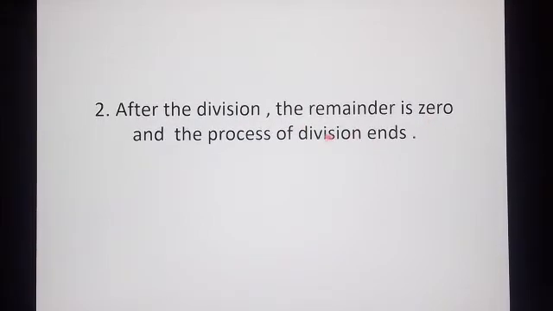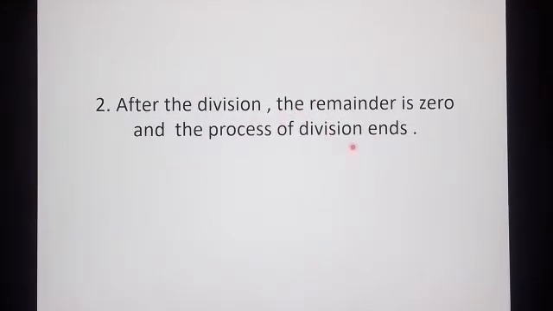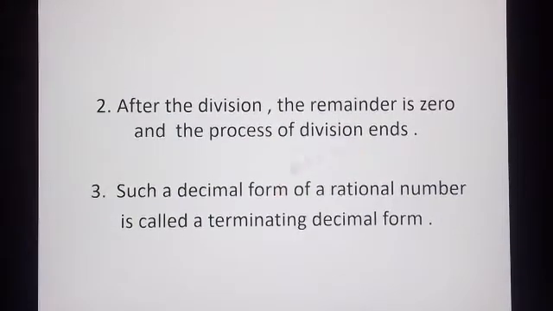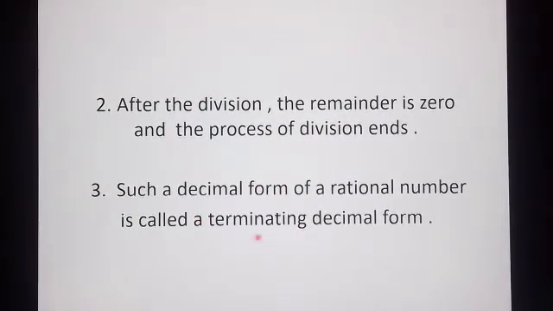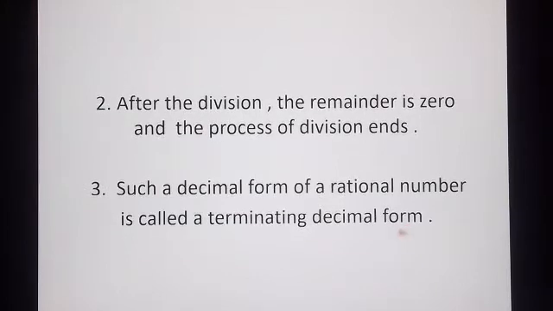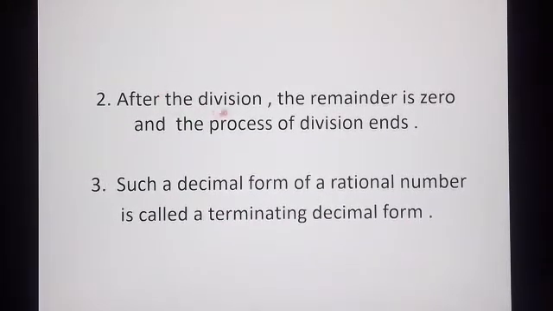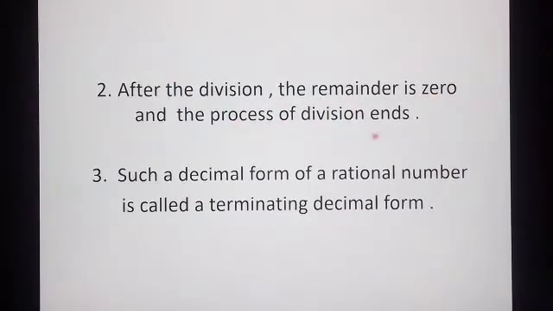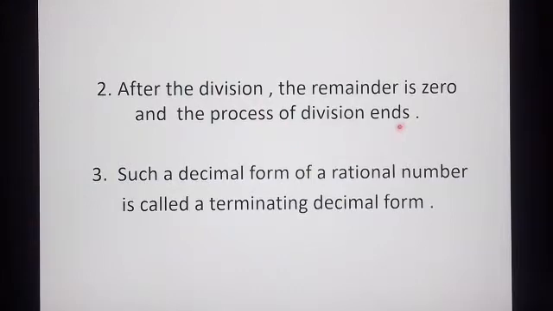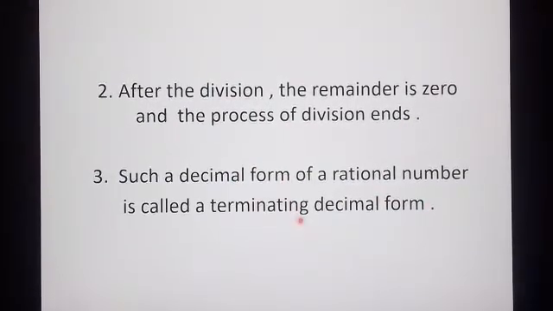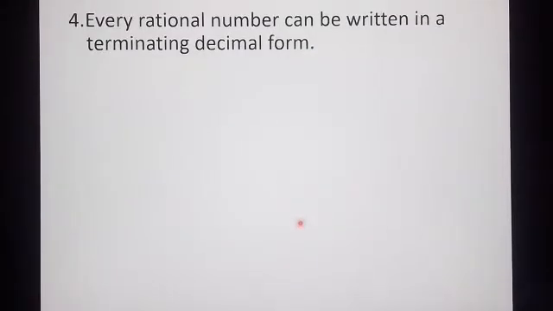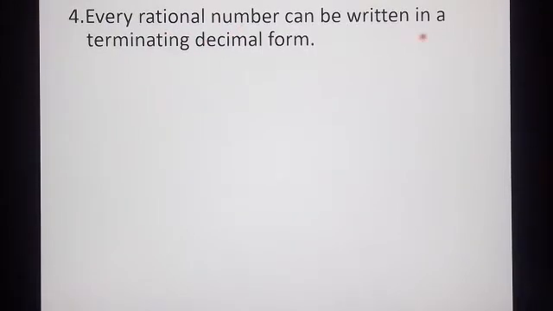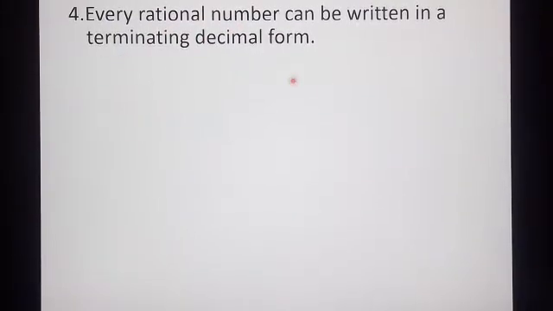So, what do we learn from this? The process of division ends. Such a decimal form of a rational number is called a terminating decimal form. What you have to keep in mind: when division gets over and you get a remainder of 0, at that time our division gets over, the process of division ends, and such a decimal form of a rational number is a terminating decimal form. Let us have one important note. Every rational number can be written in a terminating decimal form.